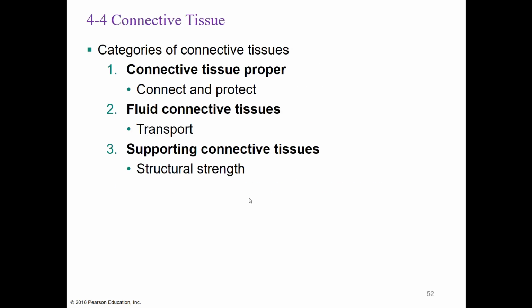So we can divide connective tissue into three big groups. We have the first called connective tissue proper. This one can be used to connect and protect. We'll talk about some examples. We then have fluid connective tissue, which is going to be used for transport, and supporting connective tissue, which is used for structure and strength.